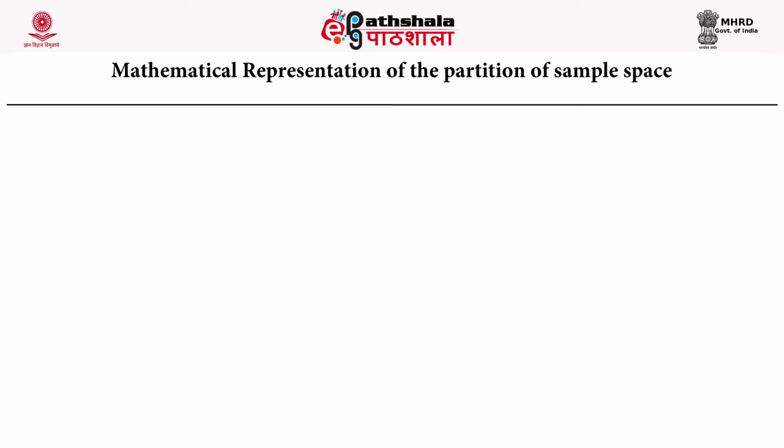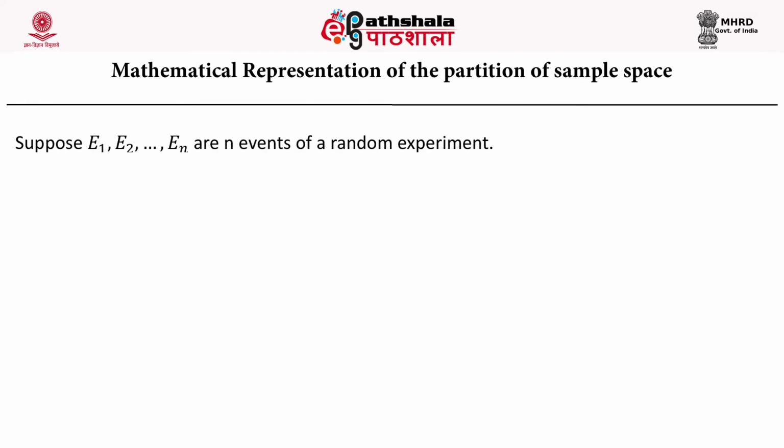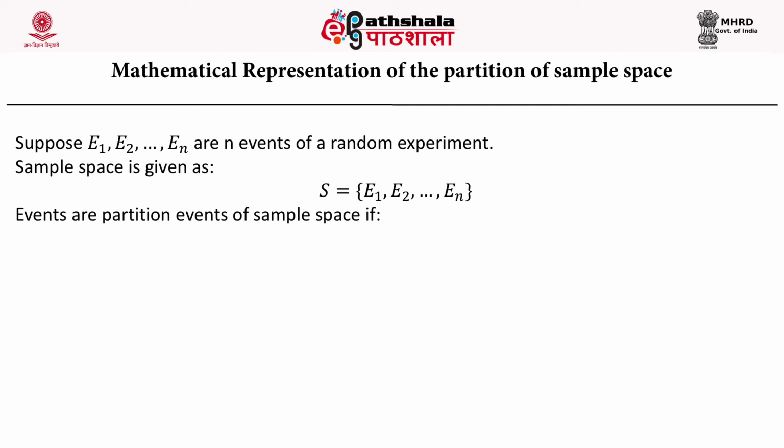Now we will discuss here some mathematical representation of the partition of sample space. Suppose E1, E2, and so on up to En are n events of a random experiment. The sample space is given by the notation S equal to {E1, E2, and so on up to En}.